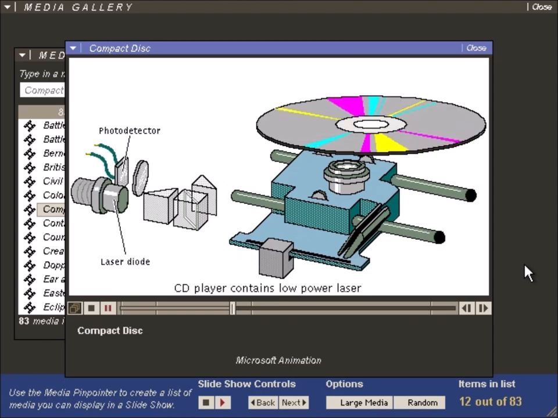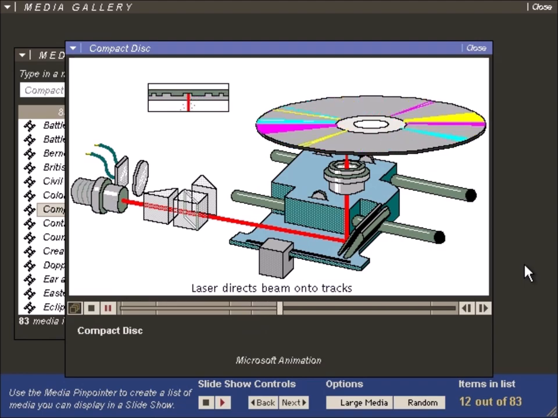A CD player contains a low-power laser and high-precision lenses and mirrors. A servo motor positions the optical elements to a track on the disc. The laser directs a narrow beam of light onto tracks of the spinning compact disc.